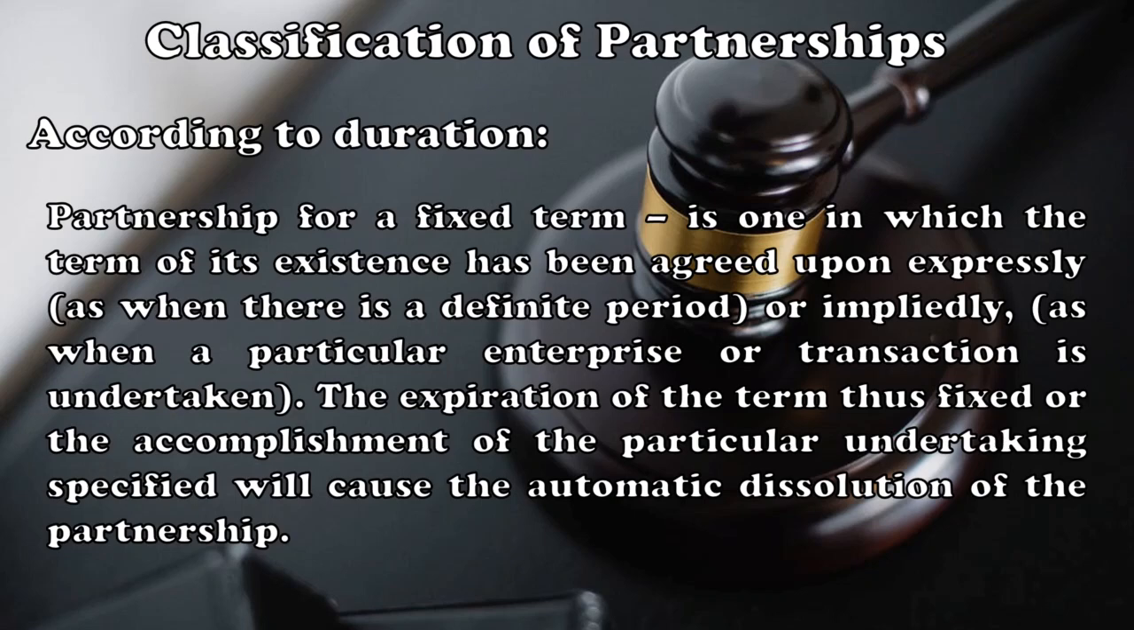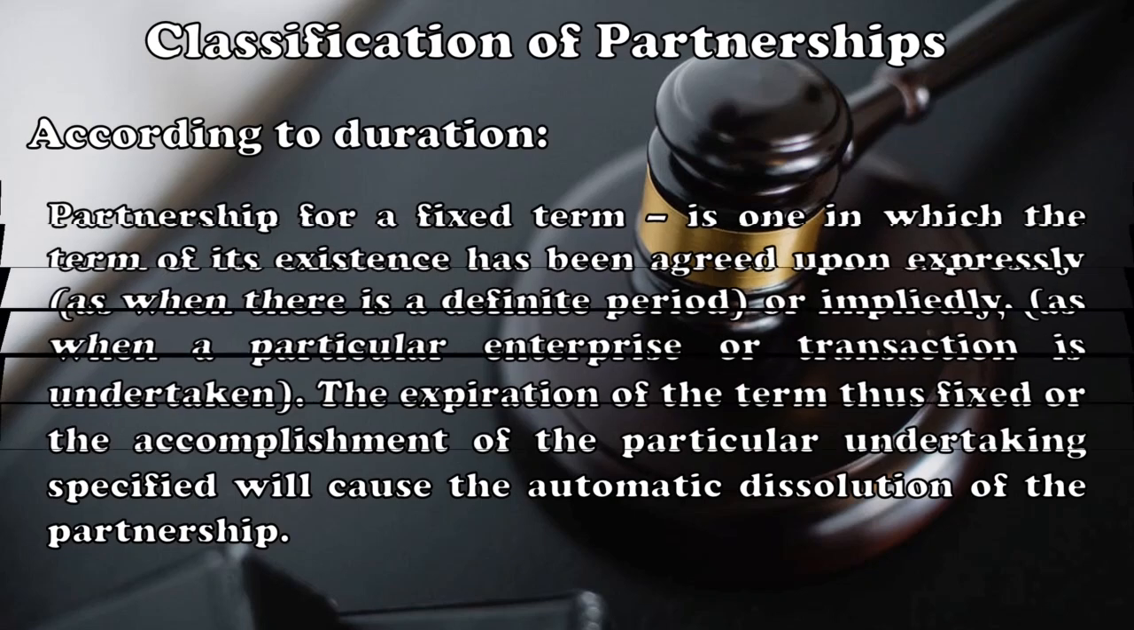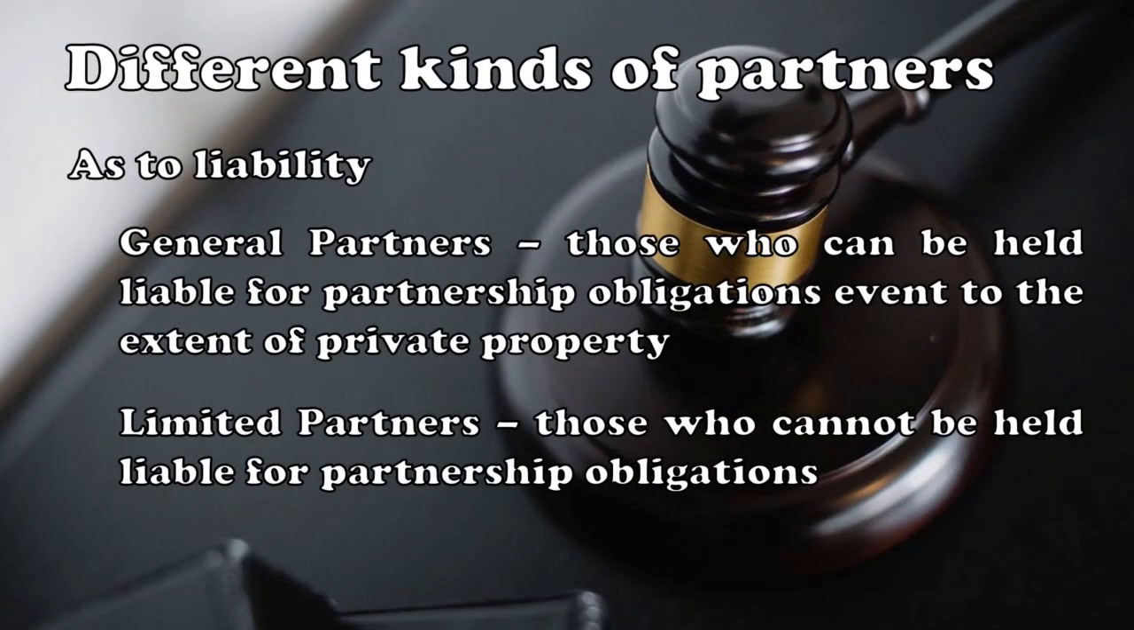So, kanina, partnership ang pinag-usapan natin, yung mismong business. Now, let's tackle the kinds of partners sa loob ng isang partnership. So, as to liability, we have general and limited partners. For general partners, those who can be held liable for partnership obligations even to the extent of private property. So as you can see, yung general partners na to ay in line dun sa definition natin kanina ng general partnership.